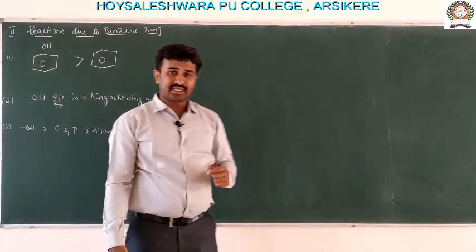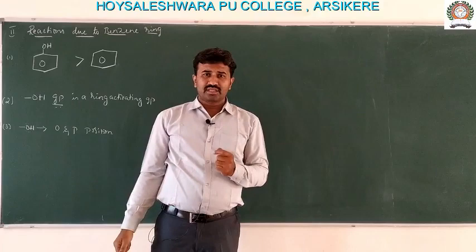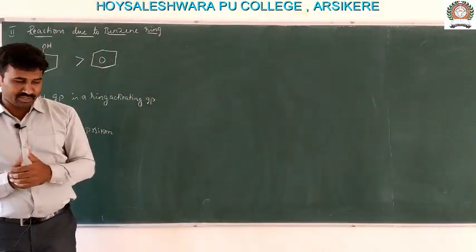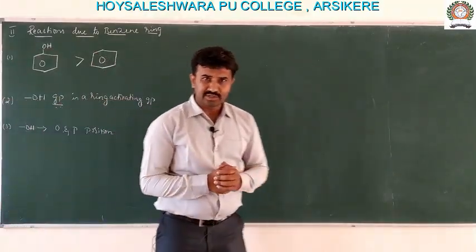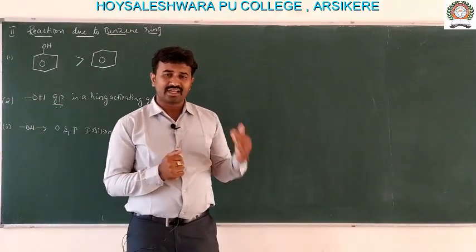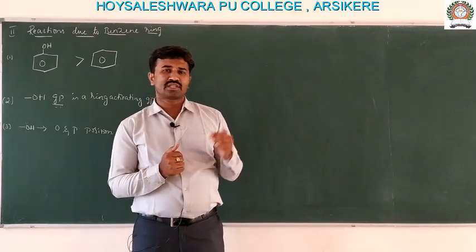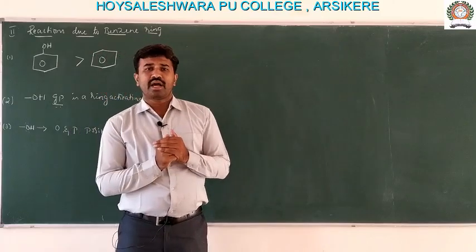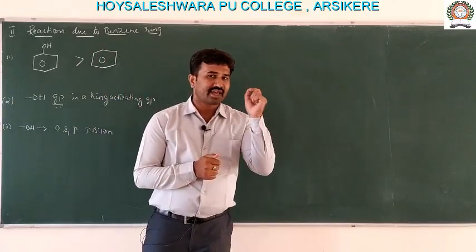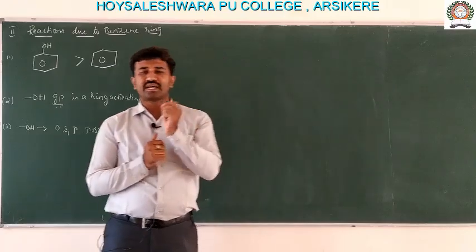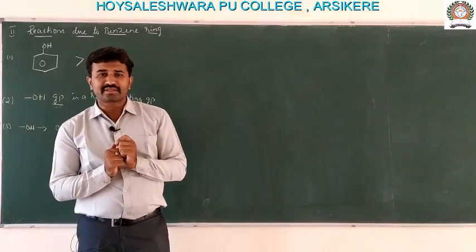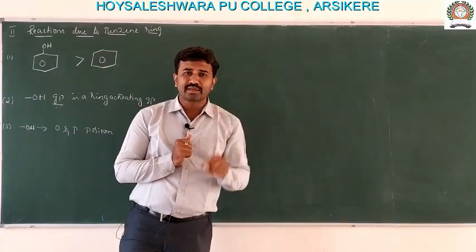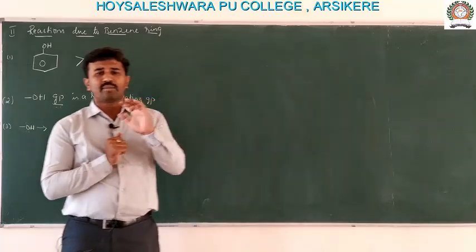We have studied that benzene undergoes electrophilic substitution reactions. In the first PU we studied the electrophilic substitution reactions of benzene, that is halogenation, nitration, sulfonation, Friedel-Crafts alkylation and acylation. So benzene undergoes which type of reactions? That is electrophilic substitution reaction. Electrophile means an electron deficient species that substitutes in the place of a hydrogen atom of the benzene ring.